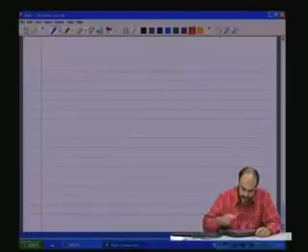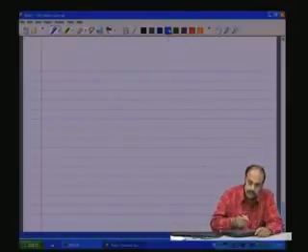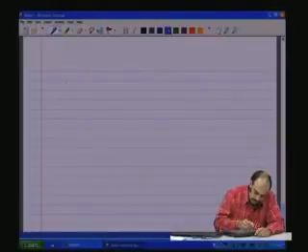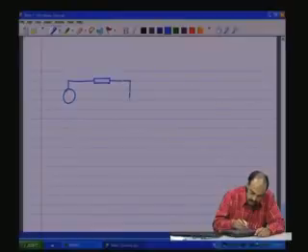Now, let us look at this simple equation which is obtained from this circuit. So, you have an R and let us say we have a C.